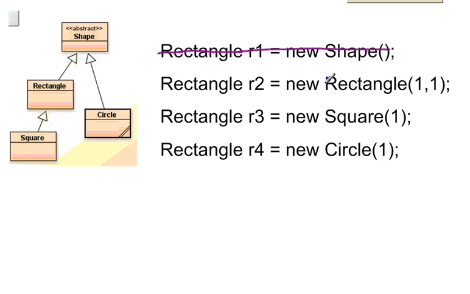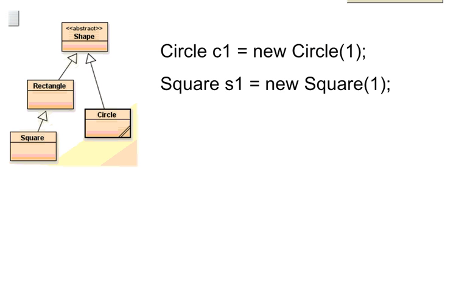Clearly, Rectangle r2 equals new Rectangle(1, 1), that's good. Here, Rectangle r3 equals new Square, that works because we can see from the diagram that a square is a rectangle, so that's good. And rectangles and circles clearly are not related. There's no arrow between them, and so that one will not work. Lastly, these both work. These are just the obvious ones. I can do Circle c1 equals new Circle and Square s1 equals new Square.